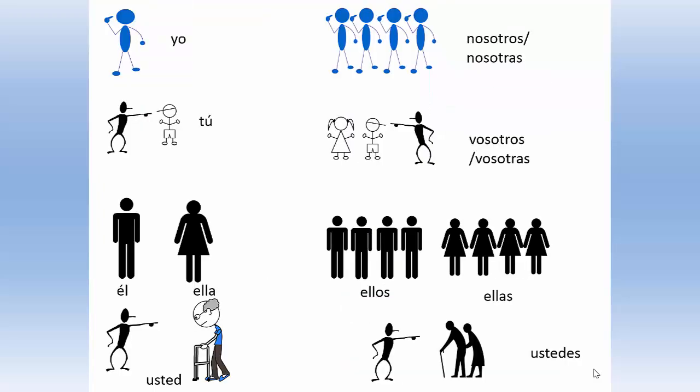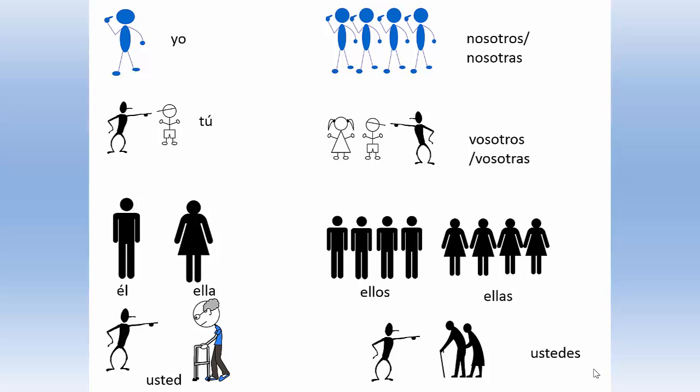We also learned the 10 different subject pronouns. Yo, I. Tú is you, the informal singular you. Él, ella, he and she. Usted, the singular formal you.